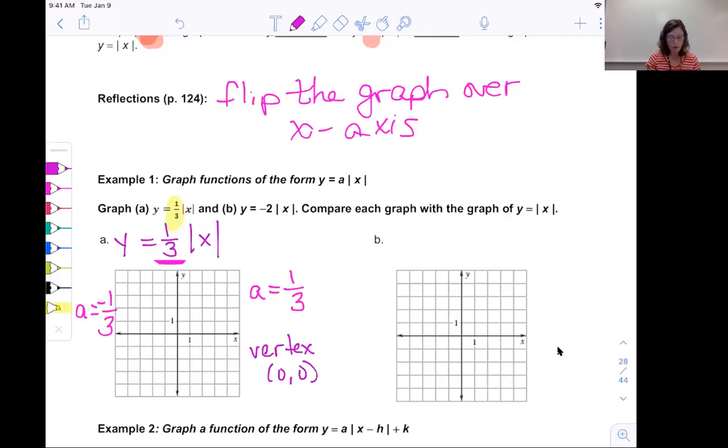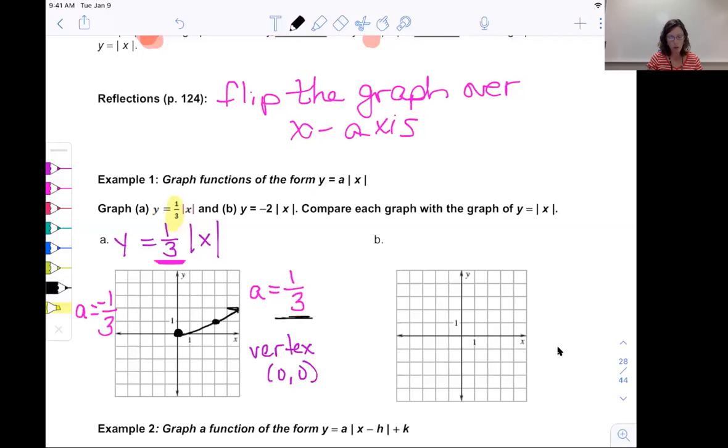So the way we graph this is we're going to go to 0, 0. That's our vertex, and we're going to put a little point. And then you're going to apply the slope to that point. And I have to do that twice because there are two sides. So I'm going to graph the first slope, which is up 1, right 3. And then I would connect that side of my graph.